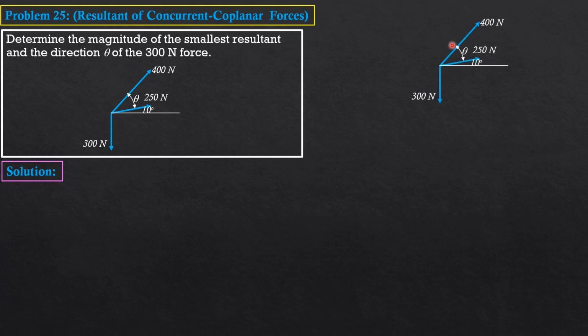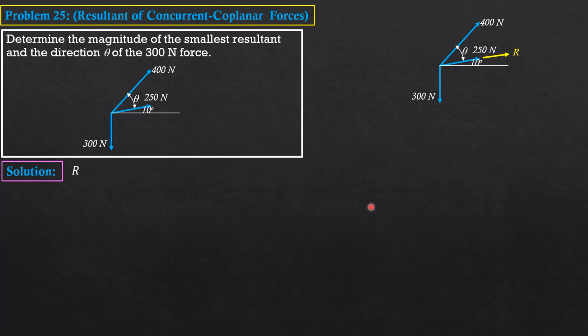So this is the free body diagram, and we have here the resultant directed also along the 250 Newton force, and it makes an angle of 10 degrees counterclockwise from the positive x-axis. So Rx is equal to the x components of 400 and 250, and it is equated to the x component of the resultant, which is R cosine of 10. 300 Newton has no x component. Then Ry is equal to the vertical component of 400 plus the vertical component of 250, then minus 300, and equated to the vertical component of the resultant, which is R sine of 10.